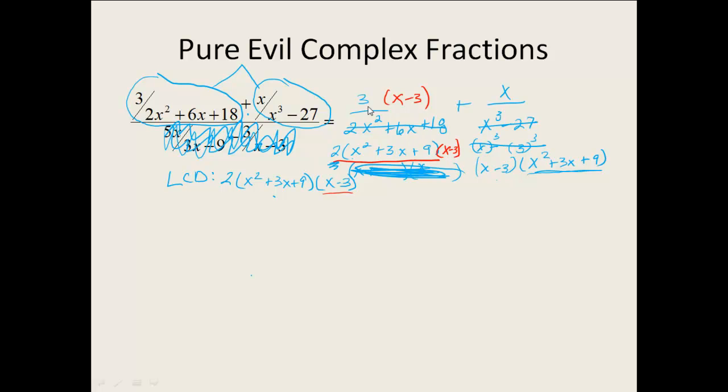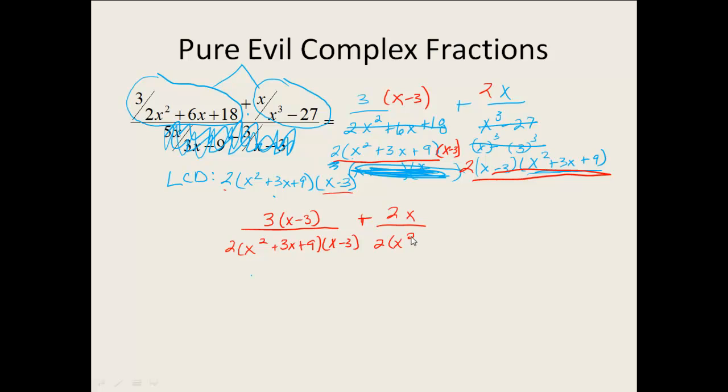And it's only missing the x minus 3, so I'm going to multiply the top and the bottom by x minus 3. When I do that, I am going to have 3 times x minus 3 over 2, then the x squared plus 3x plus 9, and then the x minus 3. Now I need to go to my second fraction. I need to ask myself, what's this denominator missing from my least common denominator? And it's only missing the 2. So I need to multiply the top and the bottom by 2. So I'm going to have 2x over my common denominator.